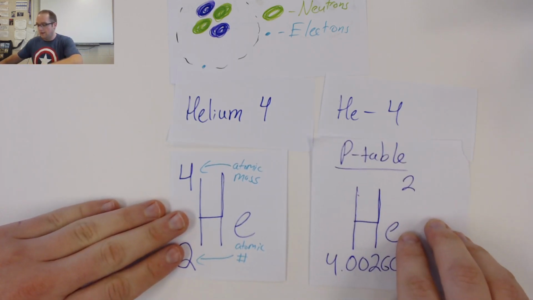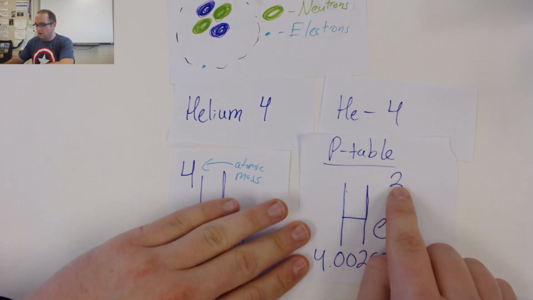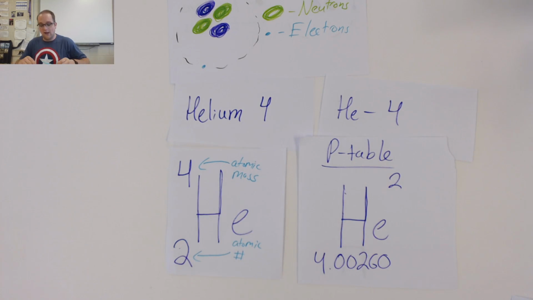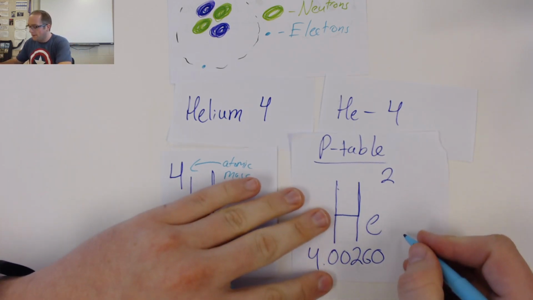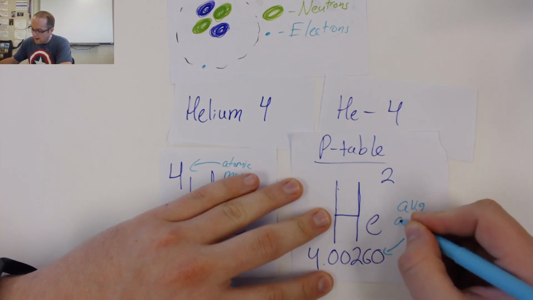So you might also see this written one last way, and that is how it's seen on our periodic table, our P table. So this guy, again, you see the 2 in the top right. That is, again, our atomic number. But the number on the bottom here is our average atomic mass.